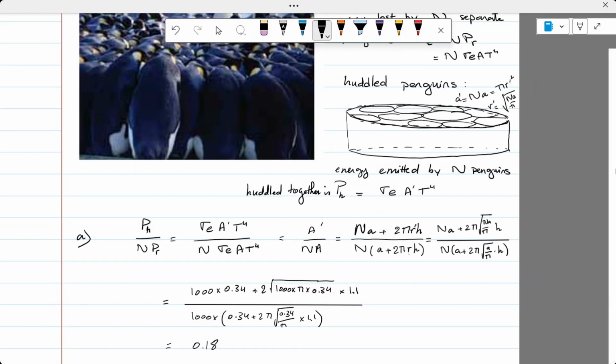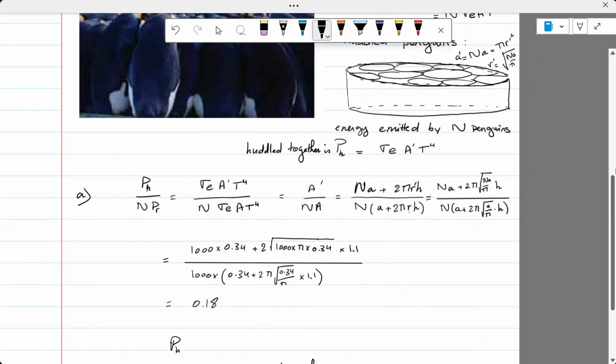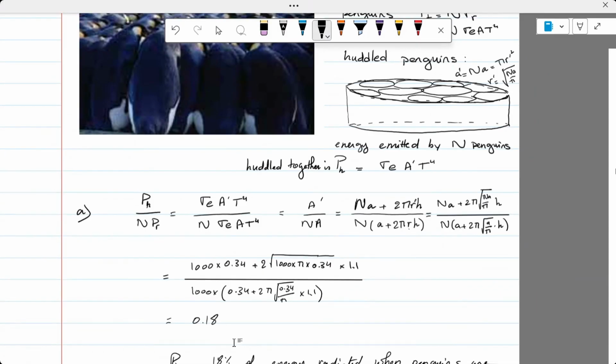But what does this tell me? It tells me the energy radiated when the penguins are huddled is 0.18, or 18%, of the energy radiated when the penguins are separated. So the penguins saved quite a lot of energy, namely 82% of the energy they are losing when they huddle together.